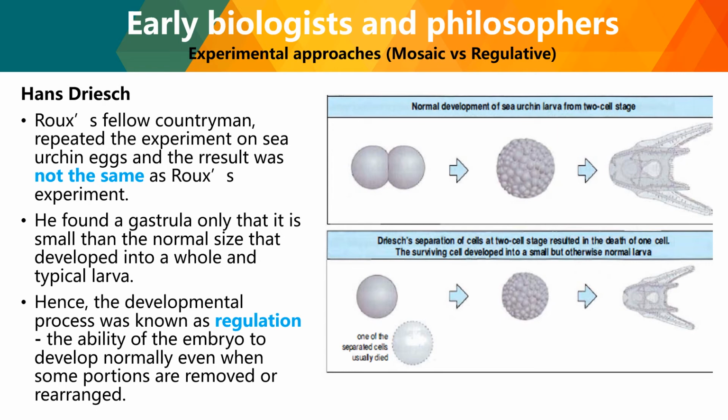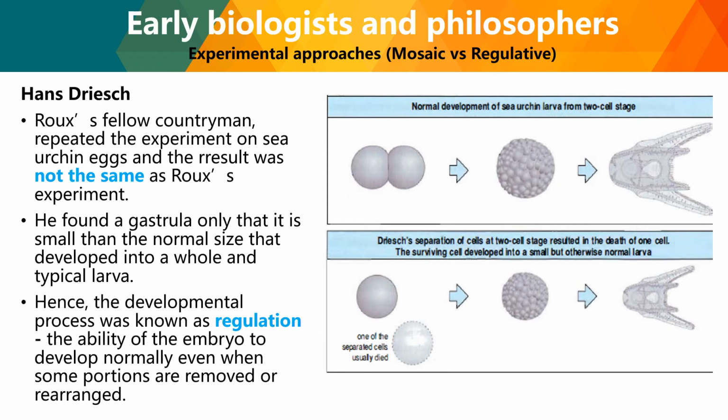So next, we also have Hans Driesch. Roux's fellow countryman repeated the experiment on sea urchin eggs, and the result was not the same as Roux's experiment. He found a gastrula, only smaller than the normal size, that developed into a whole and typical larva. Hence, the development process was known as regulation, which is the ability of the embryo to develop normally even when some portions are removed or rearranged.